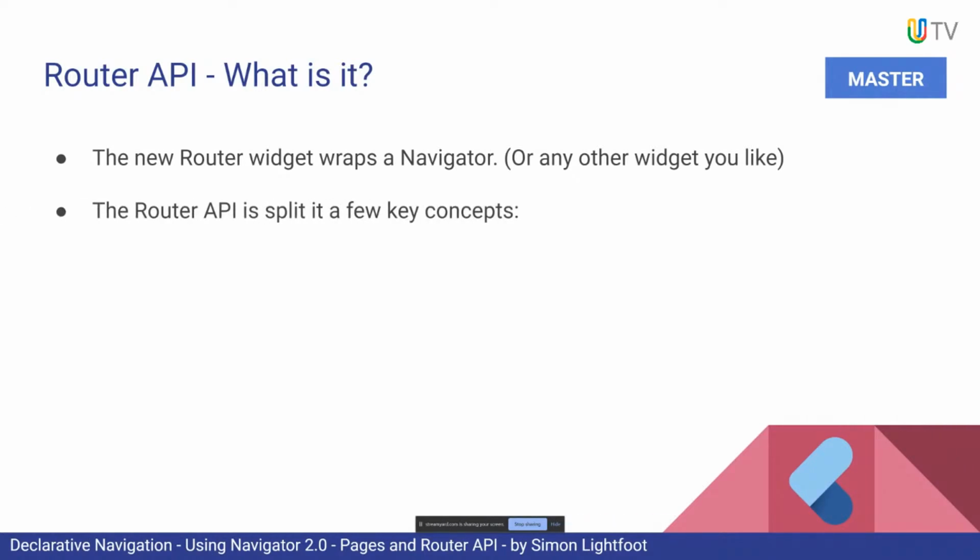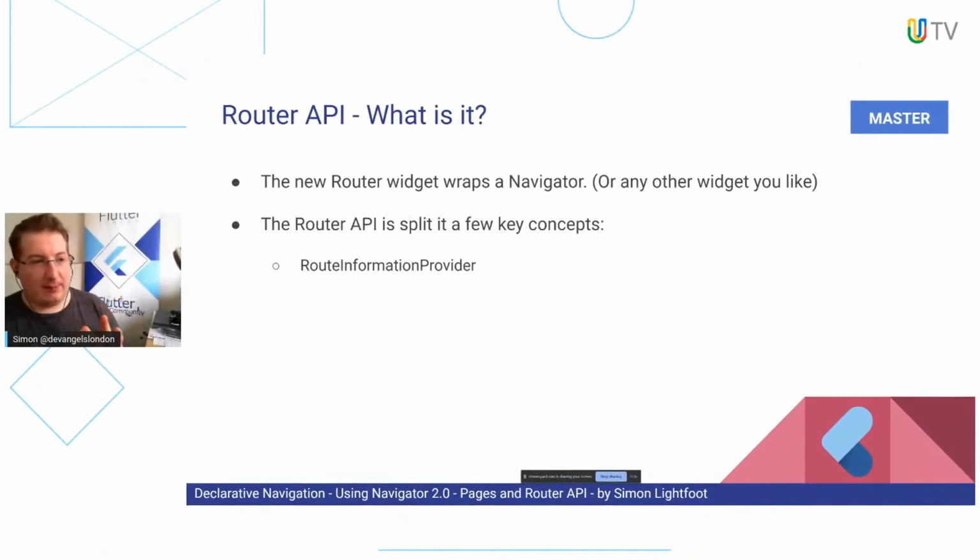The router API is split into a few key concepts, and we're going to go through each of them. So first of all, let me be clear. You have the router API and there's a router widget. The router widget wraps a Navigator widget, right? So it has a build method that returns Navigator or any other widget you want. But that router widget requires a few parameters to get started. So in this situation, we want the route information provider.